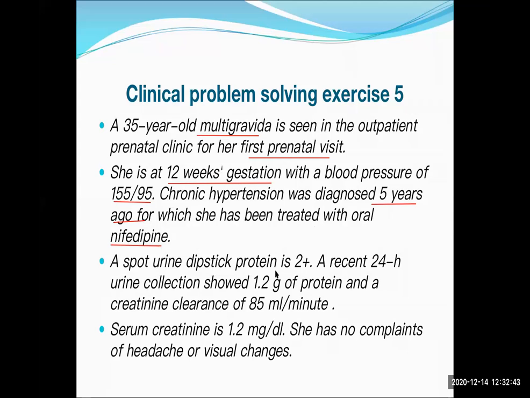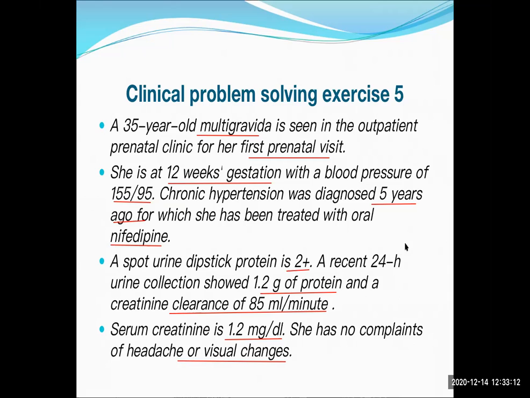A spot urine dipstick protein is 2 plus. A recent 24-hour urine collection showed 1.2 gram of protein and a creatinine clearance of 85 ml per minute. Serum creatinine is 1.2 milligram per deciliter. She has no complaints of headache or visual changes. Now, give me the diagnosis. What is this diagnosis? Chronic hypertension with preeclampsia.